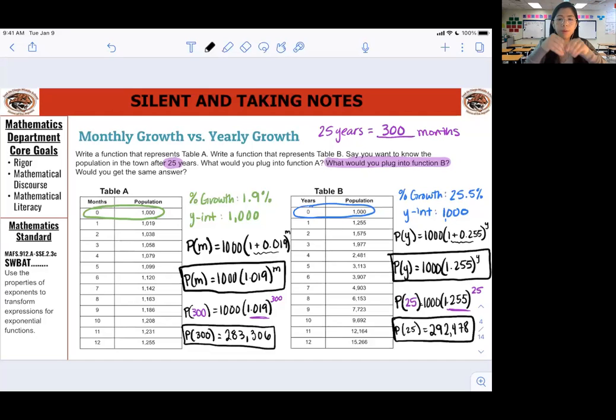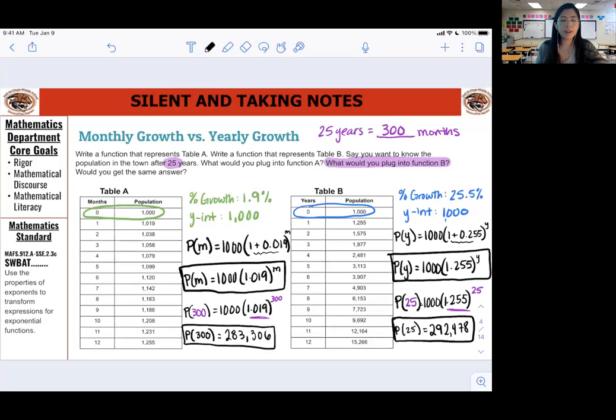So if I'm asking you, tell me the population of the town after 50 years, which of these two functions is going to be better to use, A or B? B. Right, B is a lot easier because I can just plug in 50. I don't have to convert it into months. I don't need to do all that. I can just plug in the number straight up.